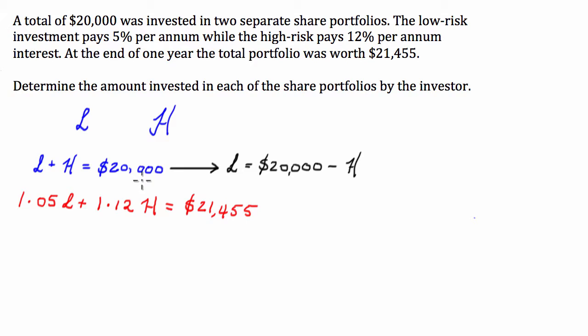So I'm going to take this L and substitute it in here for the L in the second equation. What that's going to do is give us an equation in terms of only one variable. So as a result, we can solve it. So I'm going to have 1.05, and rather than writing L, I'm going to write 20,000 take H.